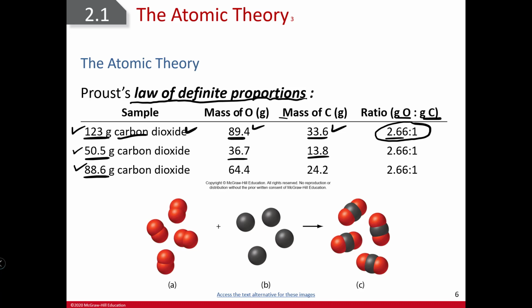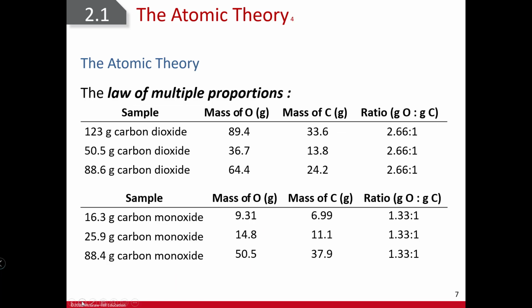So that gets us on the path of what is an atom, because once we know that if we call it carbon dioxide, it's always 2.66 to 1 by mass. Then, if we do carbon monoxide, where we know we've got one carbon and one oxygen, the ratio always comes out to be 1.33 to 1 by mass. 1.33 grams of oxygen for every 1 gram of carbon. And if we compare these two, 2.66 grams of oxygen to 1 gram of carbon and 1.33 grams of oxygen to 1 gram of carbon, watch what happens.